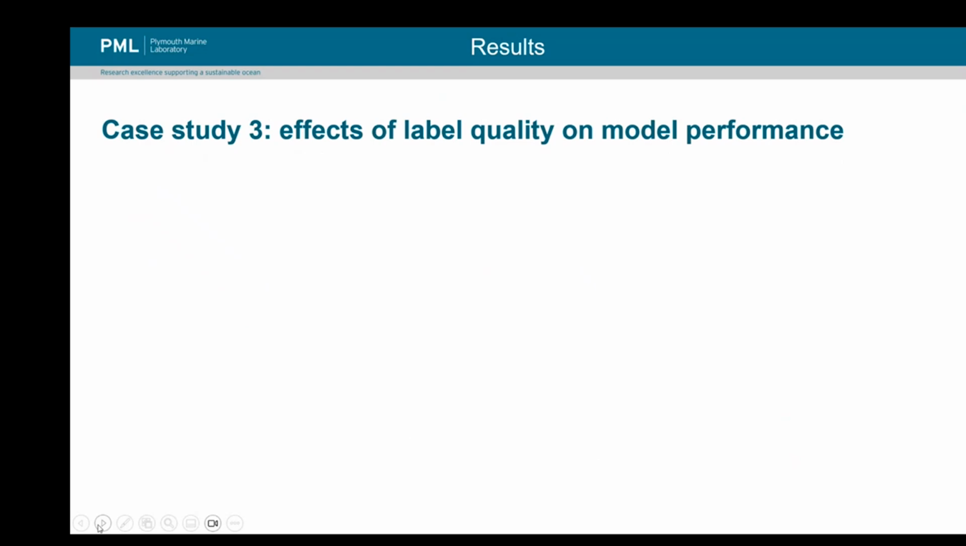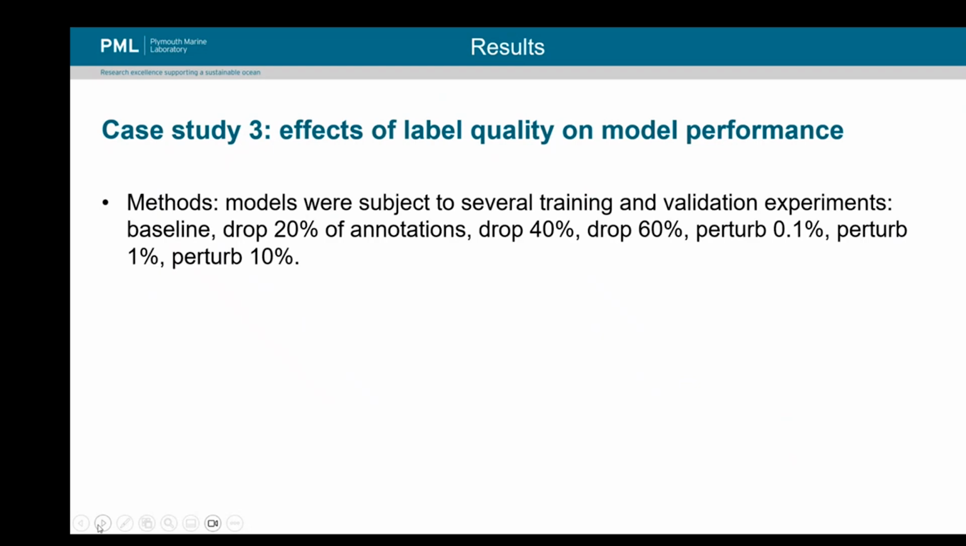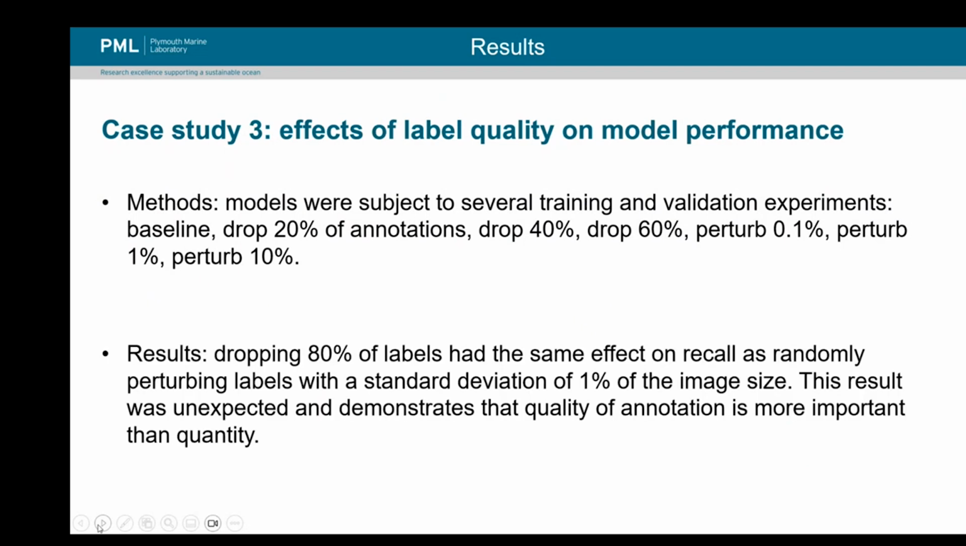Okay, and then case study 3, we were interested in the effects of label quality on model performance. So in this particular scenario, then we tried 2 different things. We tried dropping training data. So we dropped 20% of the annotations, 40%, 60%, 80% of the annotations, and looked at model performance. And then we also perturbed the box around the animal by a percentage of the standard deviation of the size of the image, a percentage of the image size as a standard deviation to perturb the box.